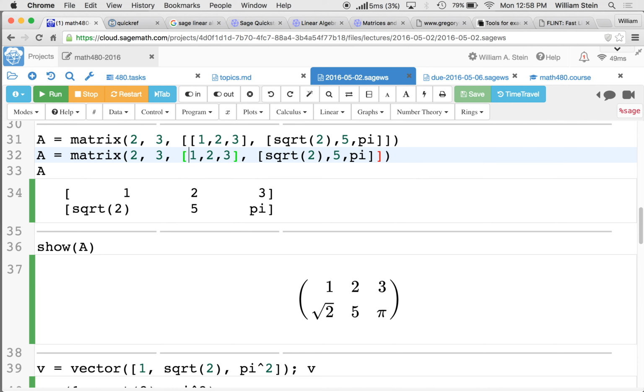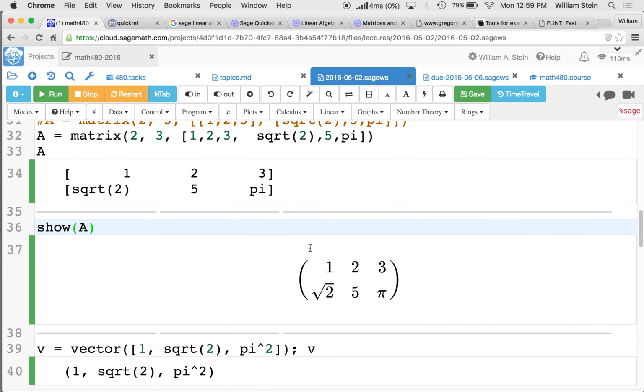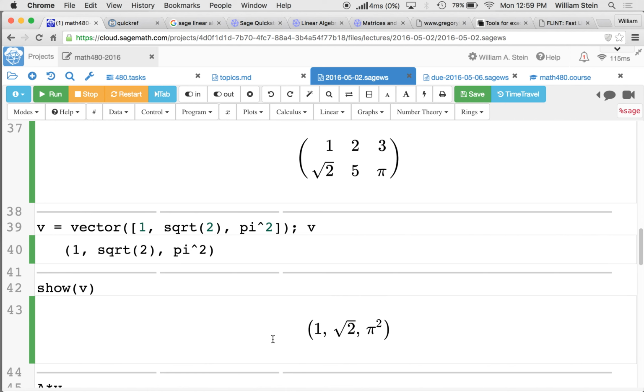So if you just give an array like this, it knows that it has to be a 2 by 3 matrix, so you don't have to explicitly give a list of lists. This can save you a lot of time when you're typing, if you ever have to type in a matrix. And then show nicely typesets the matrix. And similar to vectors, you can see a nice vector like this.